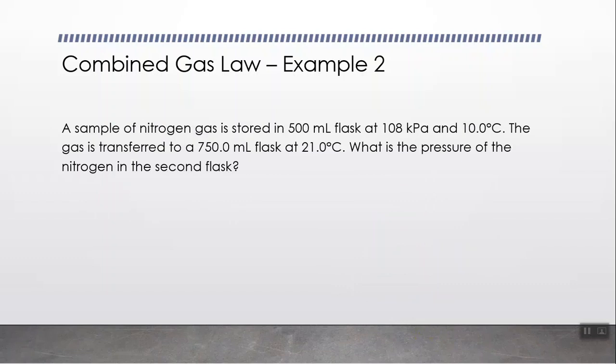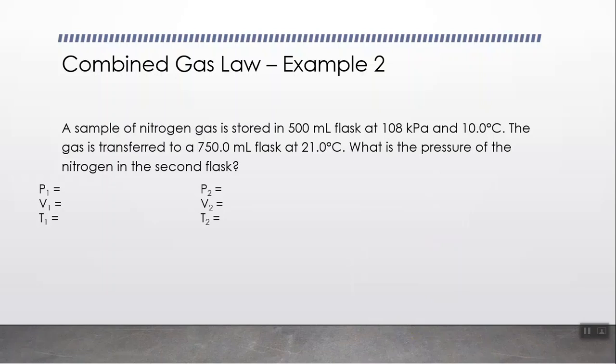Example number 2. Now, my honor students, you don't have this on your paper, so feel free to use a scrap piece of paper and do these problems. I only gave you one example for a combined gas law, okay? So example number 2: a sample of nitrogen gas is stored in a 500 milliliter flask at 108 kilopascals and 10 degrees Celsius. The gas is transferred to a 750 milliliter flask at 21 degrees Celsius. What is the pressure of the nitrogen in the second flask?